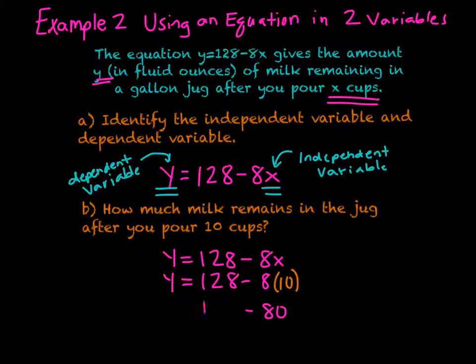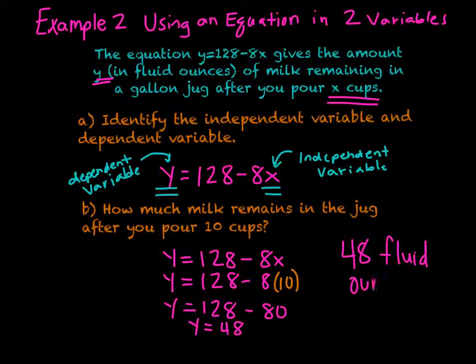Then I'm just rewriting what I have here. And now we can solve because we can subtract 128 minus 80. So y ends up equaling 48. But what does the 48 mean? It means that there are 48 fluid ounces remaining. And that would be your answer.